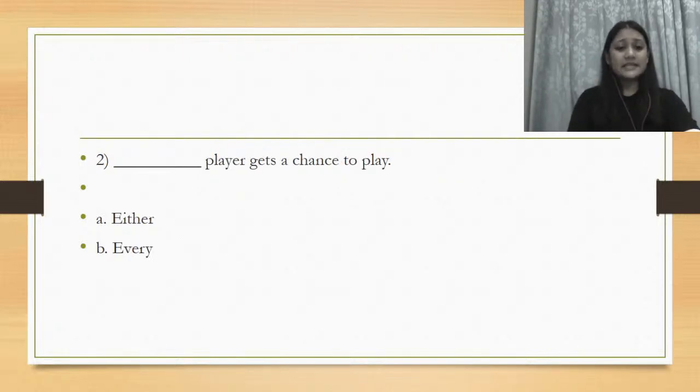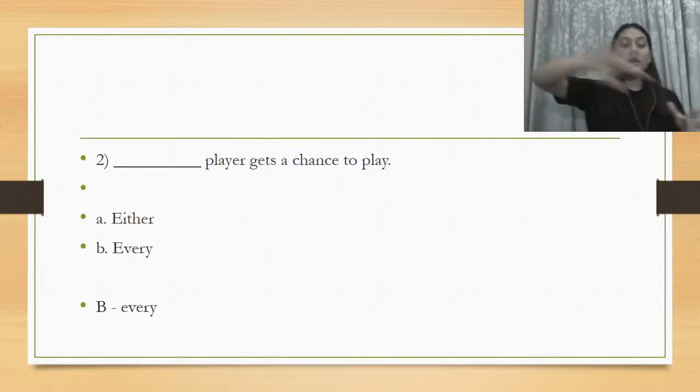Clear? Next, dash player gets a chance to play. Every player gets a chance to play, or either player gets a chance to play. It is every, because all those who are players there are going to get the chance to play. So every player, whosoever is there in the playground or in the vicinity of the person who has made the rule, so it's for everybody. So it's for every player that they will definitely get a chance to play.